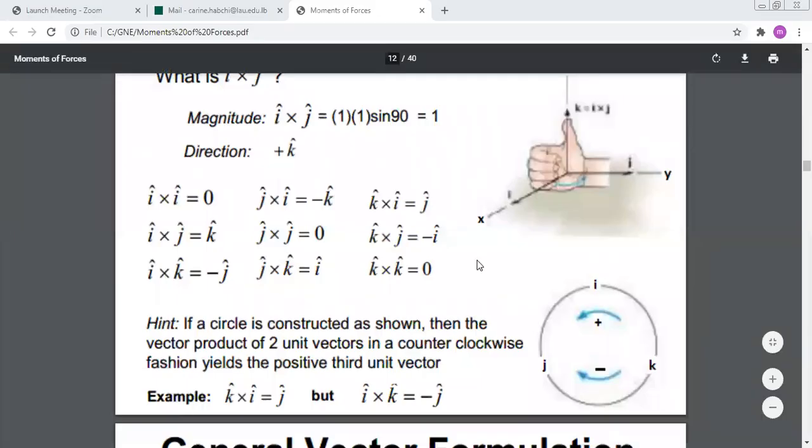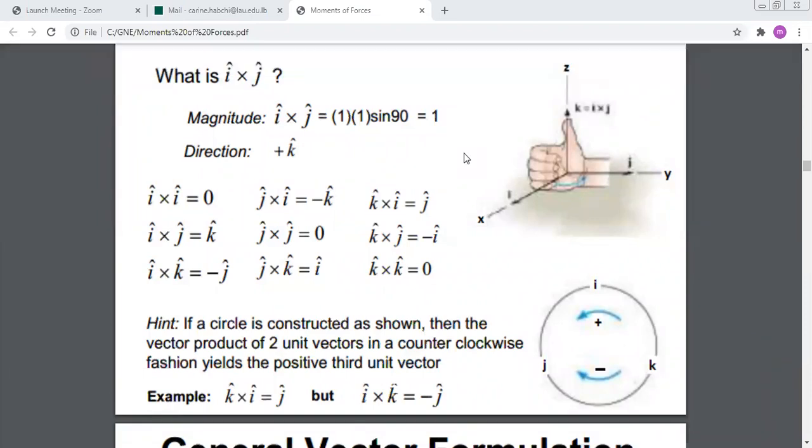Last time we introduced how we calculate the moment of a force, okay? And we will see that we can calculate the moment of a force in another way, which is the vectorial method. So we learned some operations that we can apply on vectors, and today we will continue, okay?